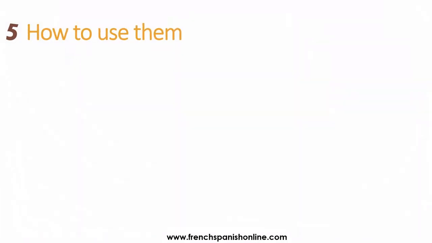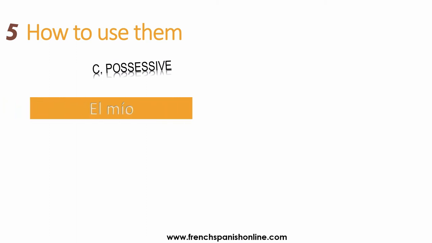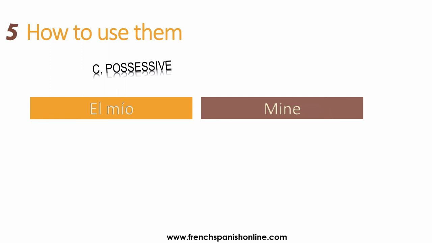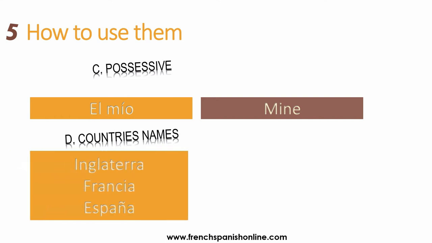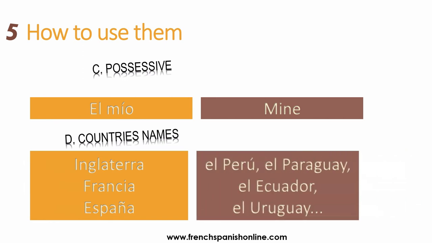The third category, with possessives. In Spanish you can say el mío to say it is mine, el mío, when in English just mine. With country names also. Usually in Spanish we don't use the definite article with Inglaterra, Francia, España. However, there is a list of exceptions. This list is in a dictionary or grammar book, you will find it. It's some countries, and with them we need the definite article: el Perú, el Paraguay, el Ecuador, el Uruguay.